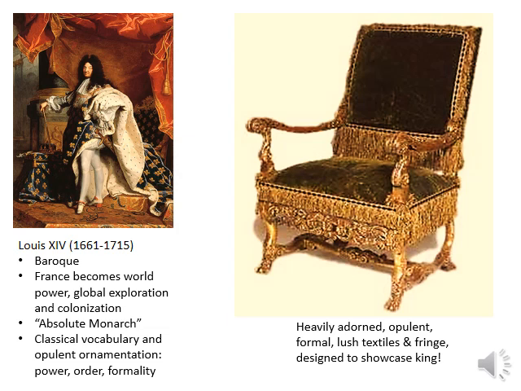Now here is the fauteuil associated with Louis XIV. Again, very heavily adorned, overscaled, very opulent, formal, lush textiles, lots of fringe. Of course, as you can see, lots and lots of gold too. Again, this was designed to showcase the king and to establish his power.